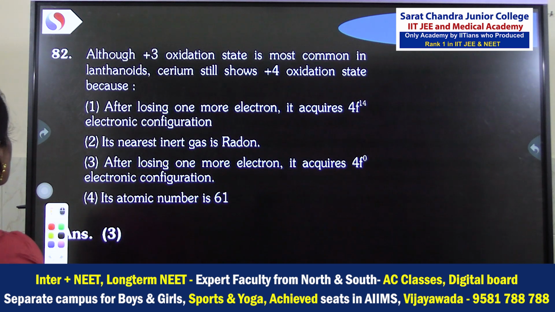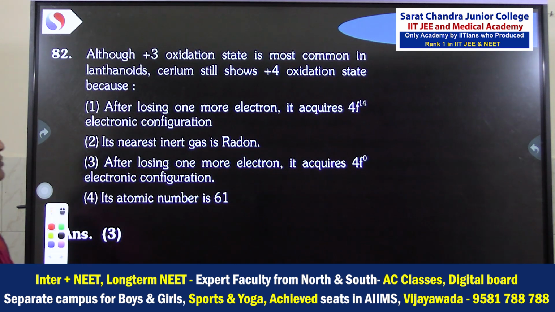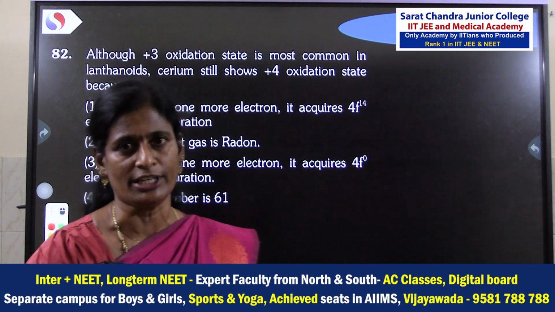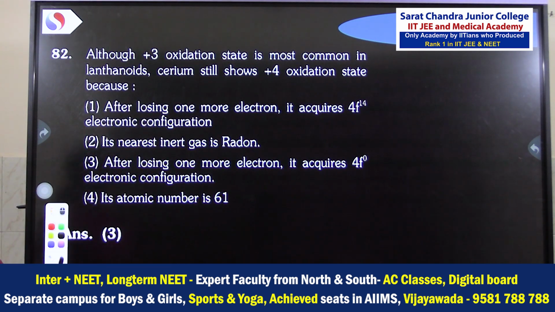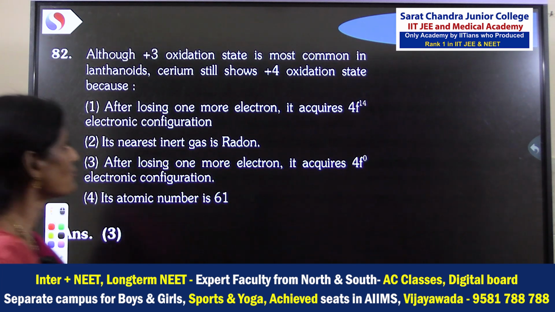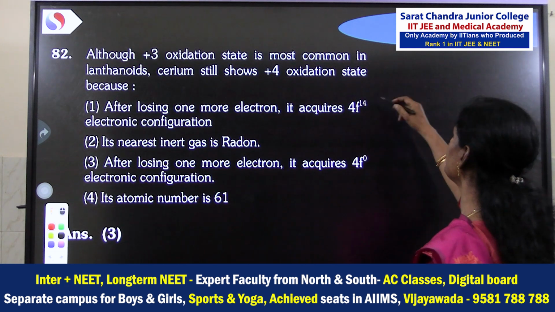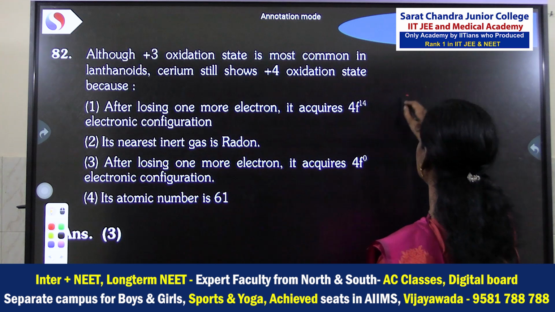Next, 82. Although +3 oxidation state is most common in lanthanoids, cerium still shows +4 oxidation state because... +3 is the common oxidation state in lanthanoids. But why is cerium showing +4 oxidation state? Cerium is the first element in the lanthanoid series.